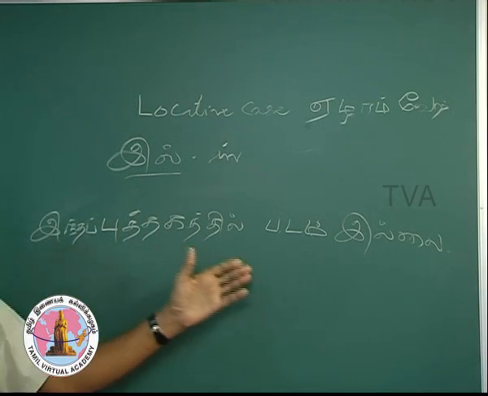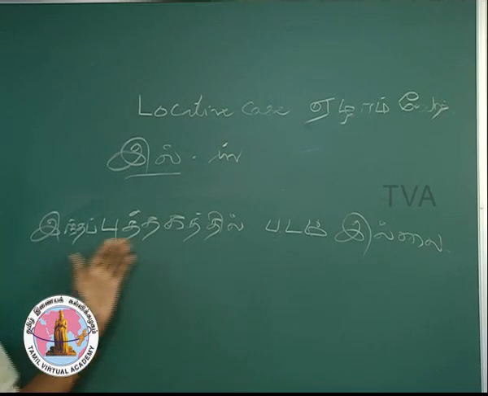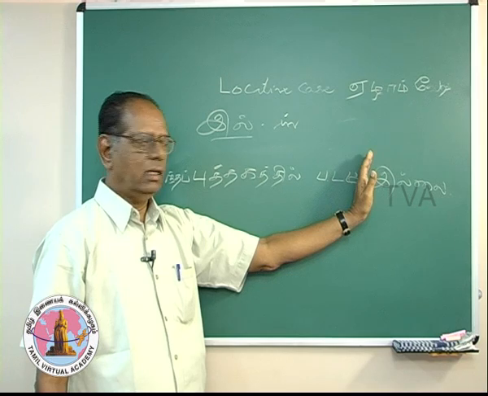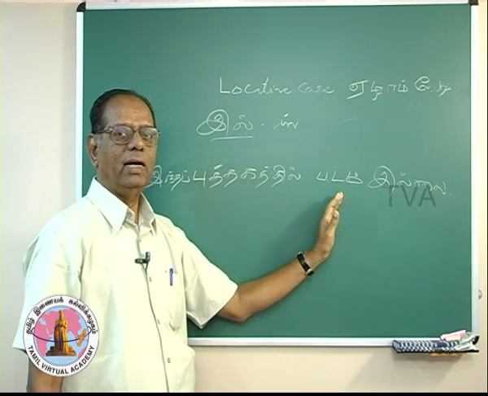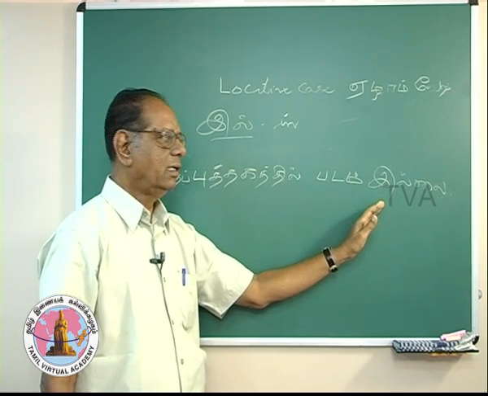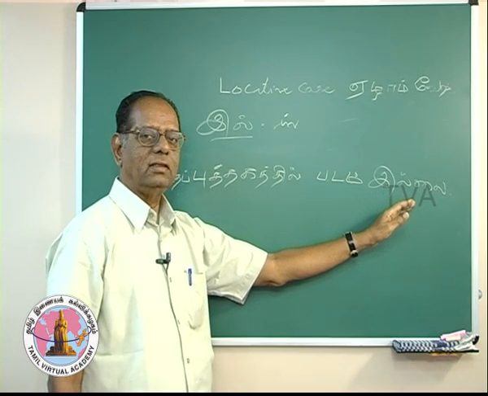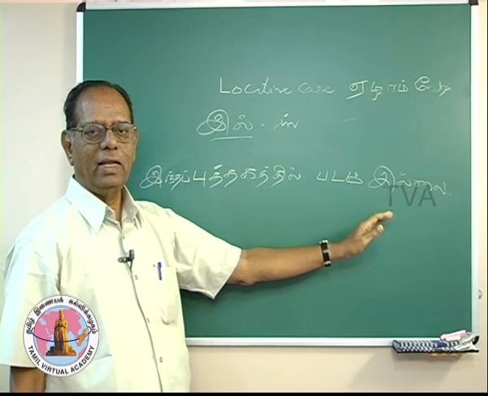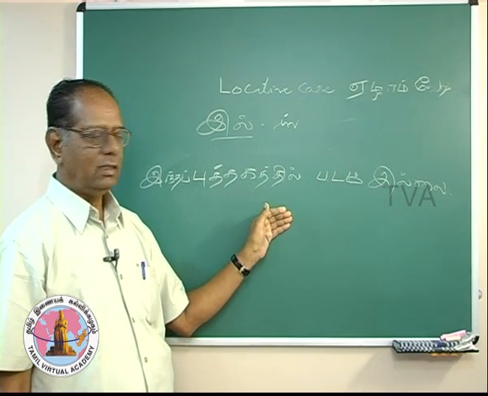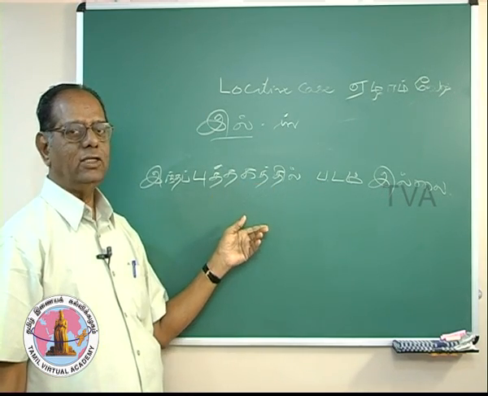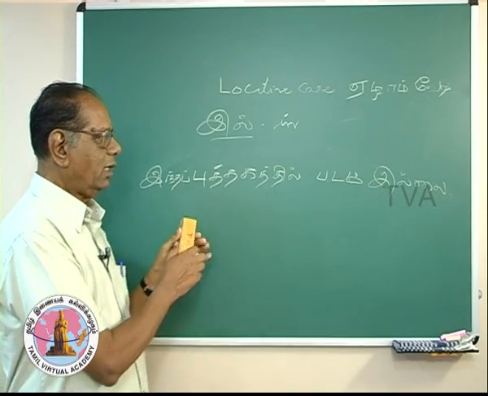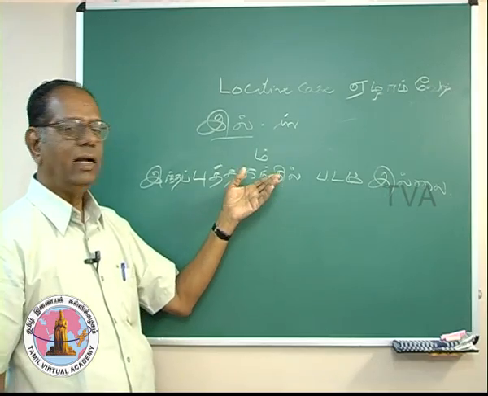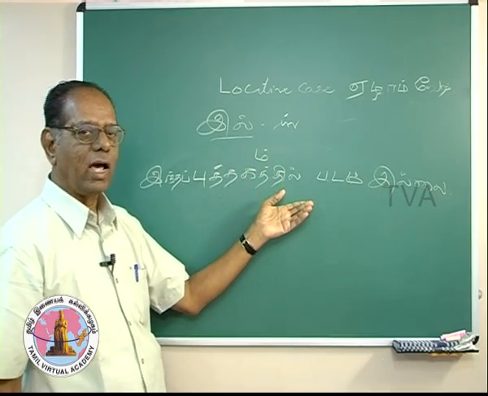This is a complete sentence. You see, illai is the predicate. This sentence has no verb as a predicate. A word replaces the verb. So, inda puttagathil padam illai is a complete sentence which has the locative case in it. Puttagam ends with am, so naturally I have added attu before taking up the case marker.